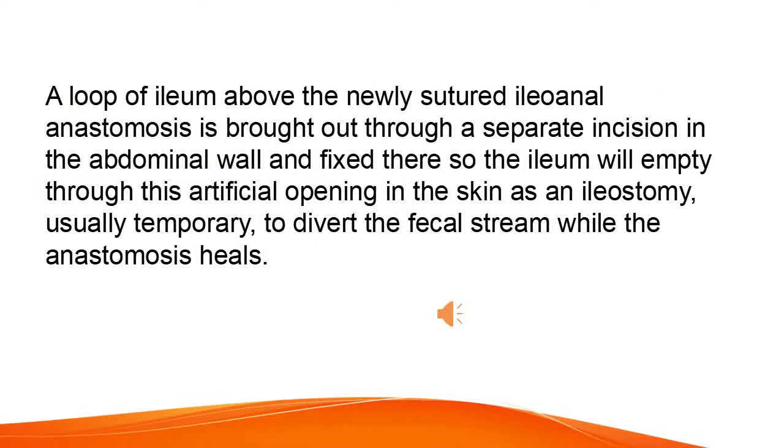A loop of ileum above the newly sutured ileoanal anastomosis is brought out through a separate incision in the abdominal wall and fixed there, so the ileum will empty through this artificial opening in the skin as an ileostomy, usually temporary, to divert the fecal stream while the anastomosis heals.